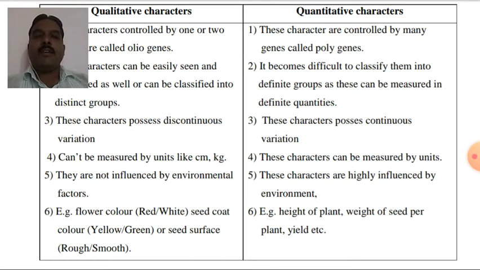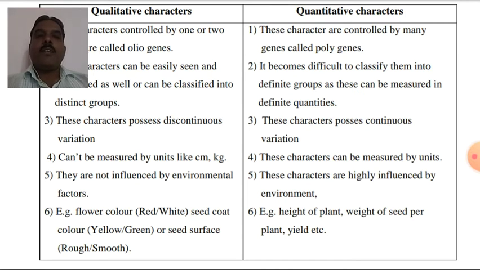The second example is coat color in rabbits, where we observe four coat colors: agouti or white, chinchilla, Himalayan and albino. So the dominance observed in coat colors is according to the series given. And then we will study the difference between qualitative and quantitative characters, some points which remain from the last lecture.